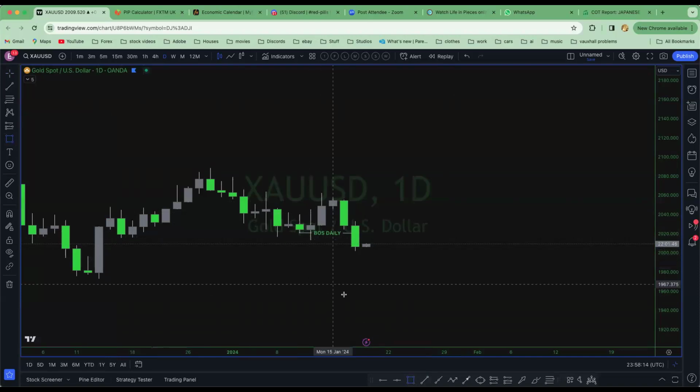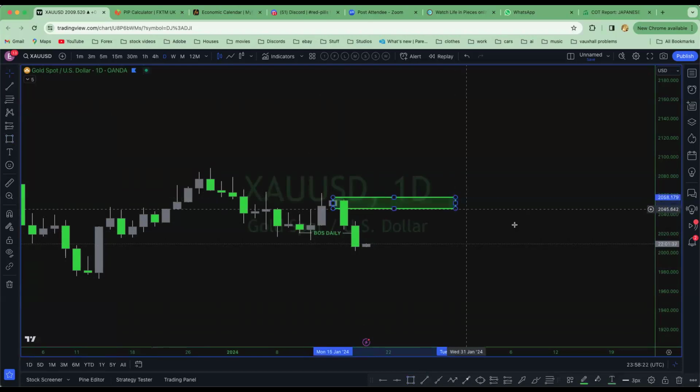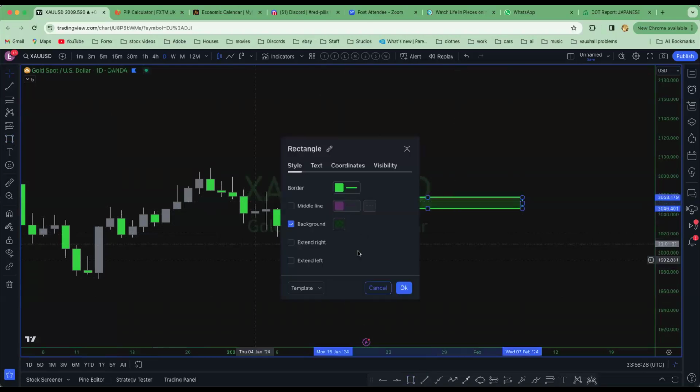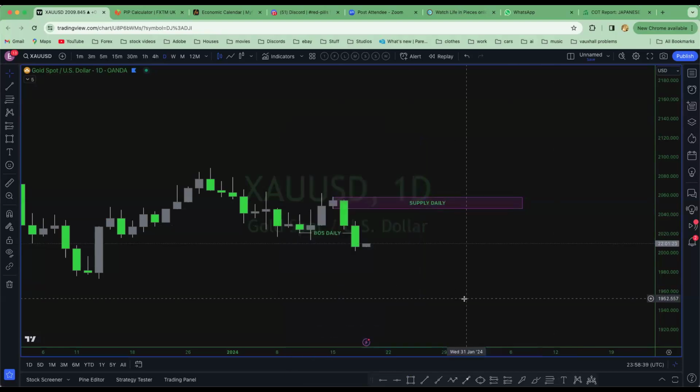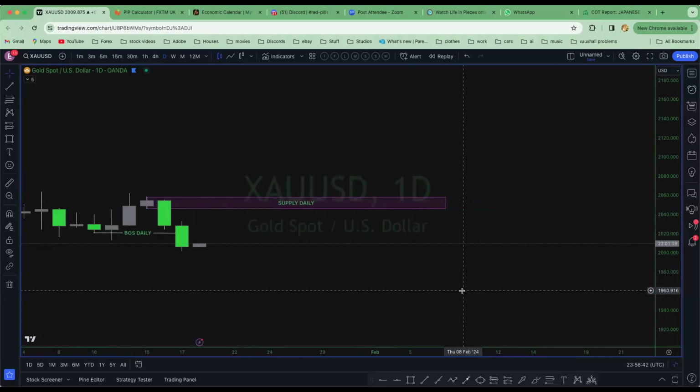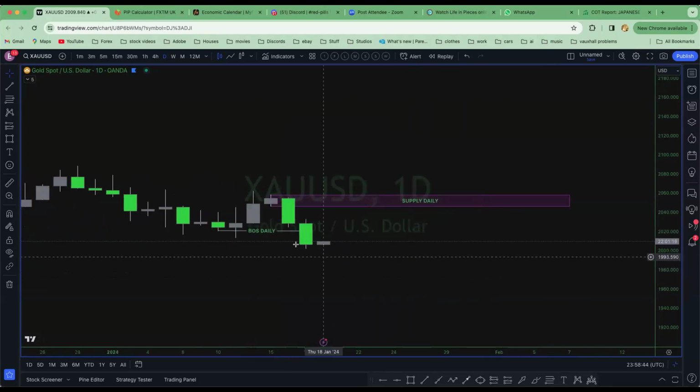And if I've had a daily break of structure here, I'm looking for my supply candle on the daily chart. So my supply candle on the daily chart is right over here. Boom. So my supply candle on the daily chart is this one here. And what I would do is just, I could extend it all the way to the right, but it doesn't really matter. You could put it wherever you want. And now I'm just going to go to my template again, and I'm just going to go to supply daily. Boom.